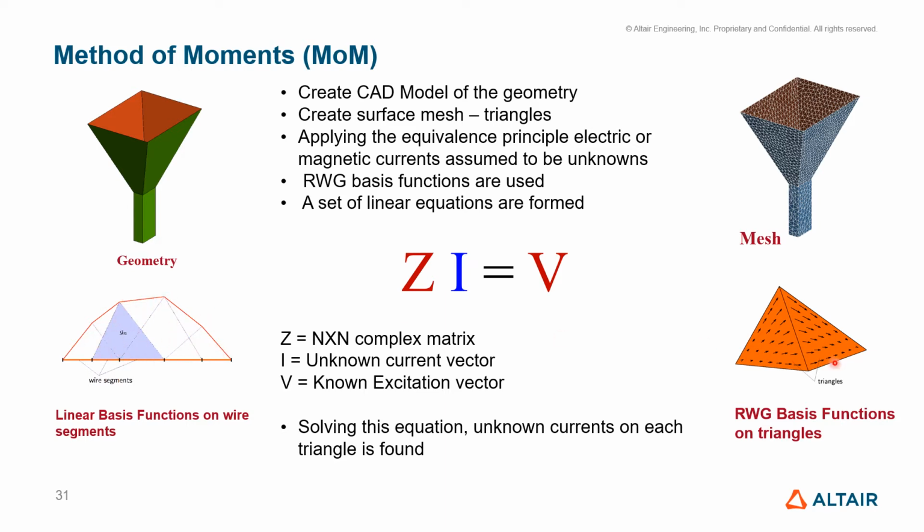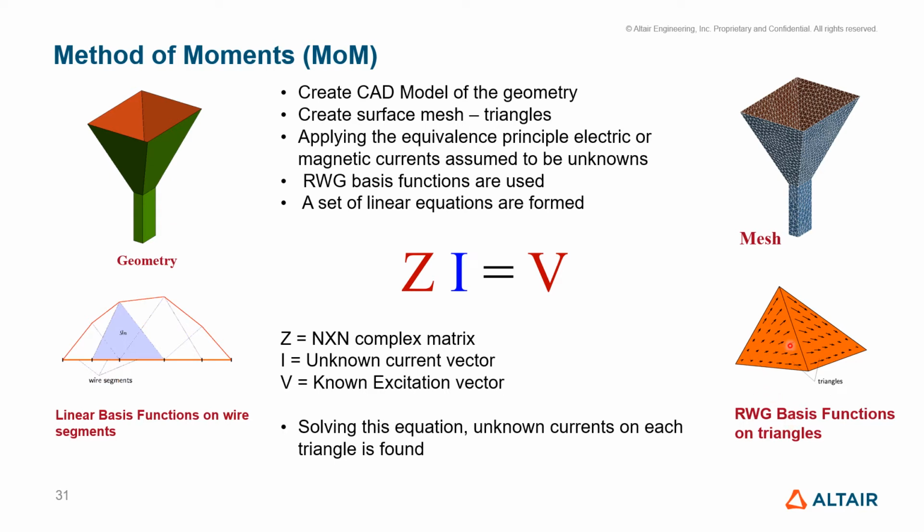Basically, the meaning of these basis functions is to explain or provide the behavior of the current in that small triangle or a small segment. So the better you can explain, the less number of unknowns you can have. That's where the higher order basis functions come into the picture. But for the sake of our presentation here, let's say we use RWG basis functions.